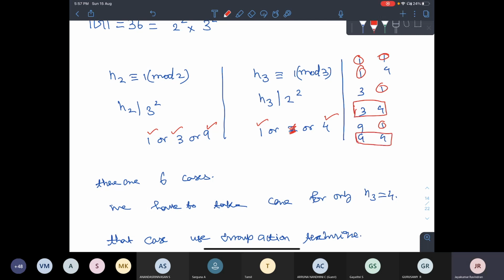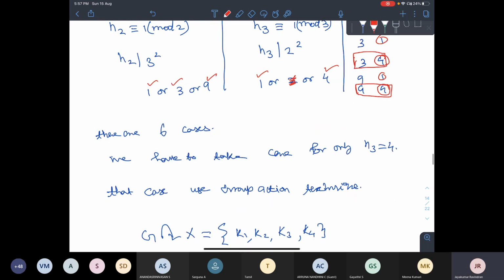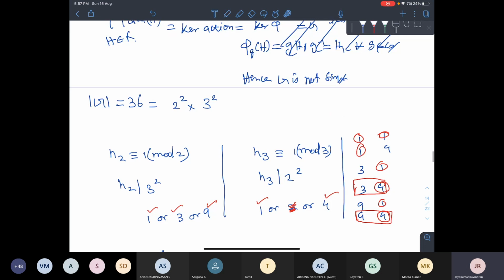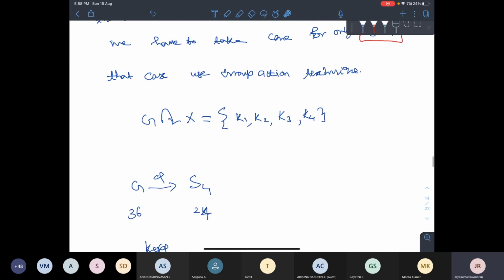But in the n=2 case, there is a common thing, 4. The only problem is when n=3, we get 4, I have to think about it. Okay, so let's go for the group action method. Why am I going for a group action method? Because the primes are small and the powers are almost equal. The powers are equal, so I'm going for the group action method.